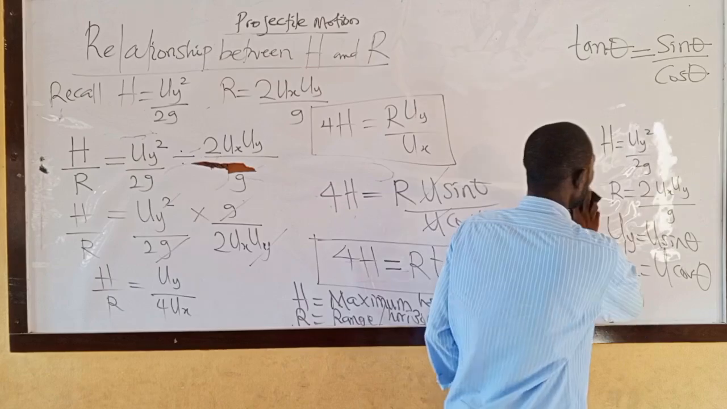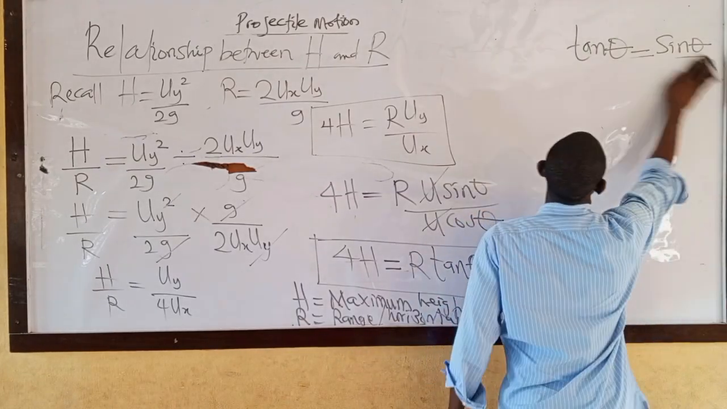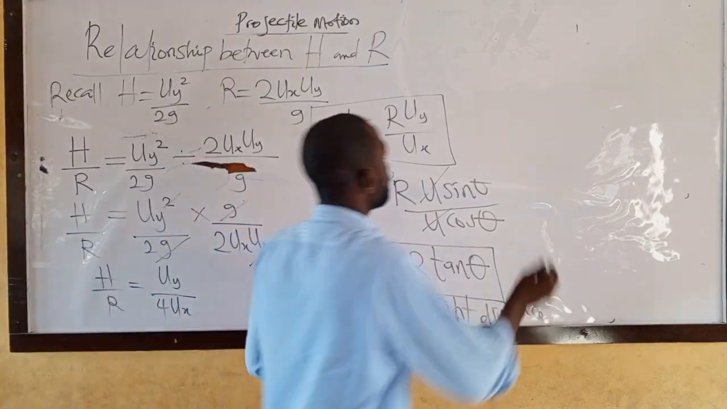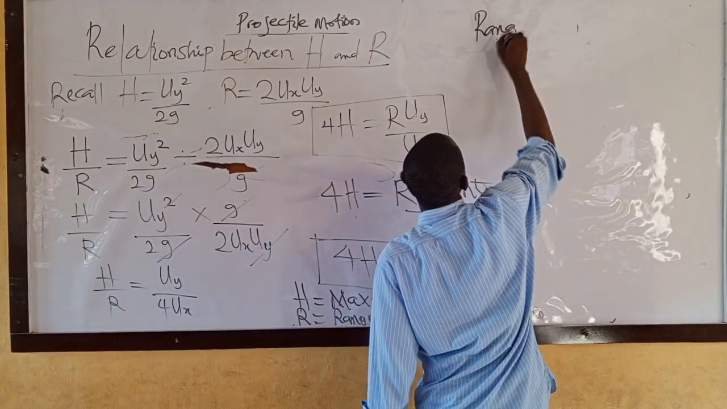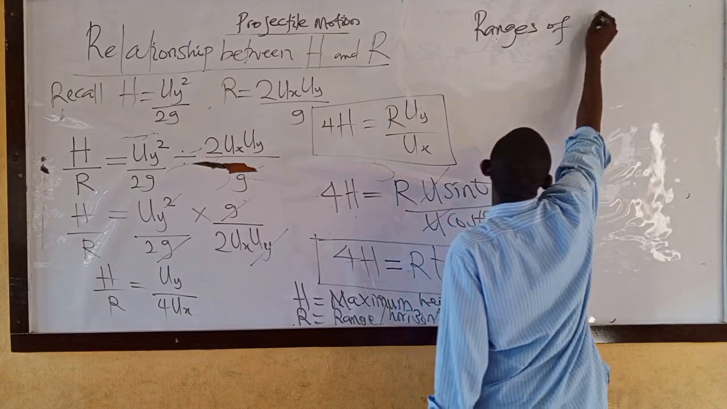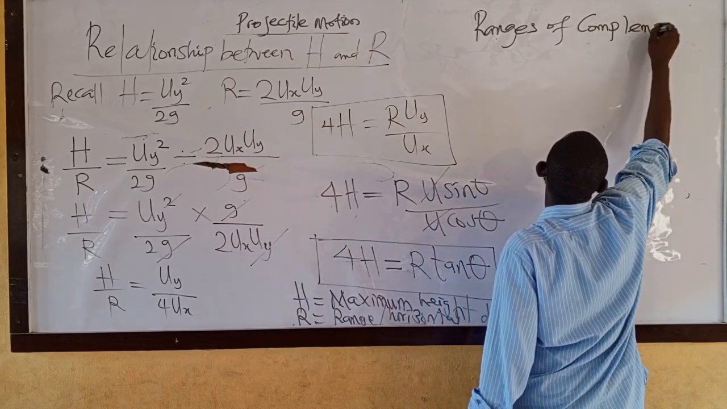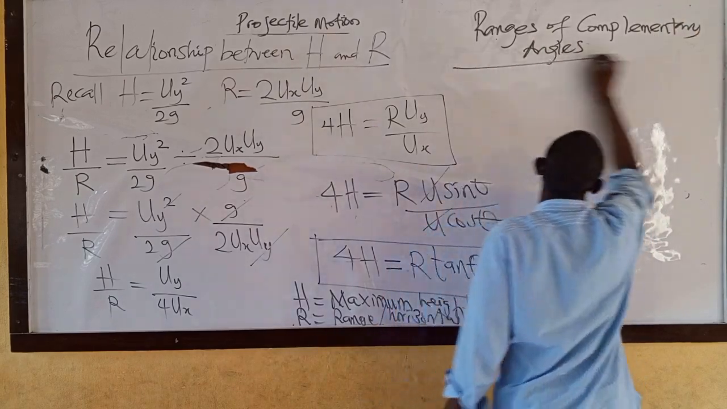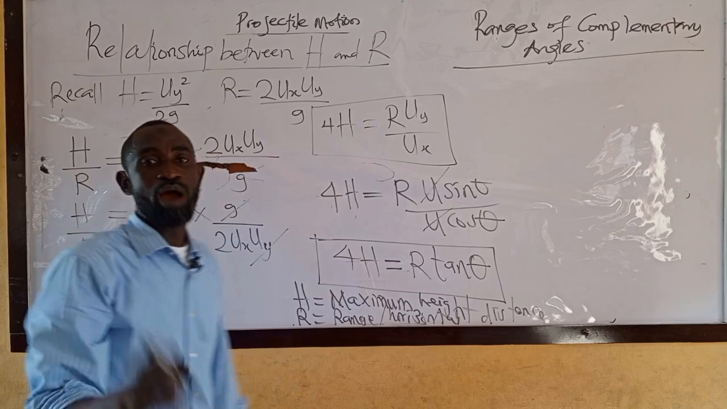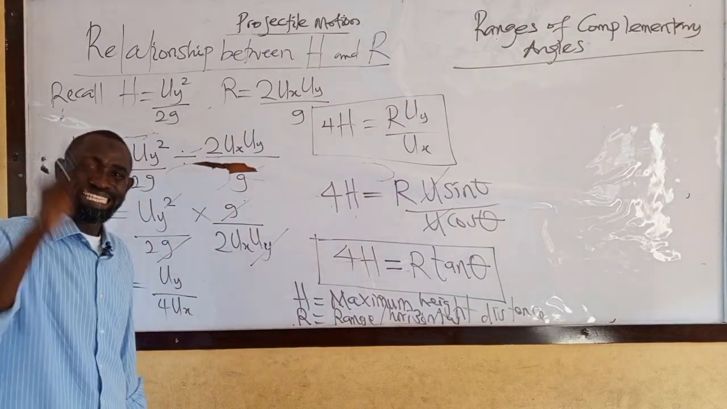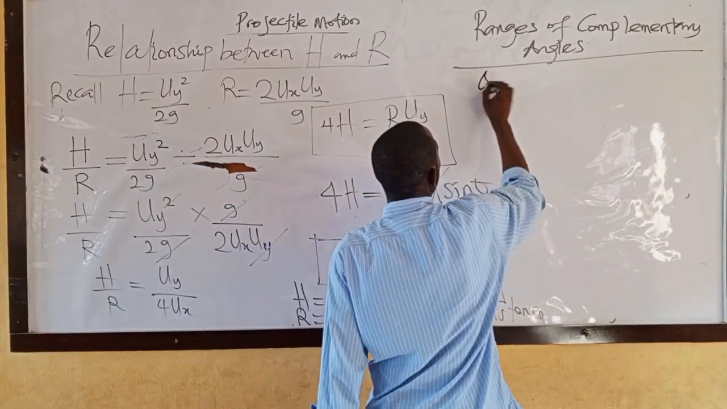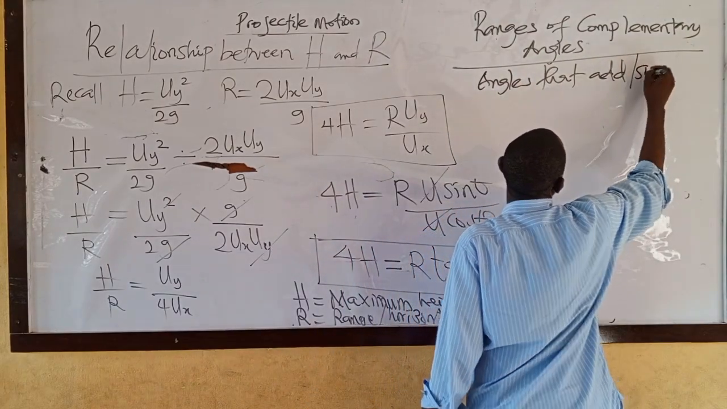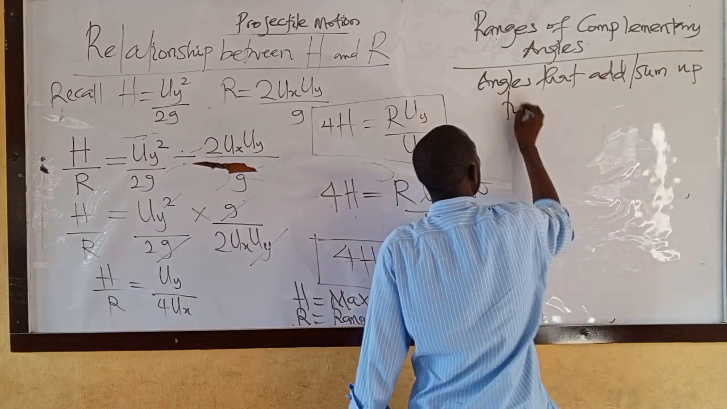So let's continue. We have ranges of complementary angles. What are complementary angles? That's the first thing I have to know. Complementary angles are angles that add up, or sum up, to 90 degrees.